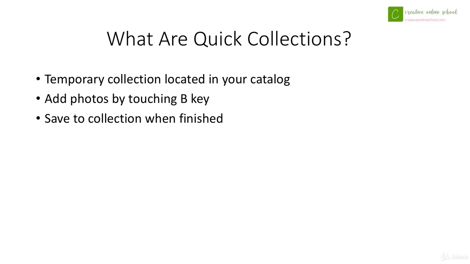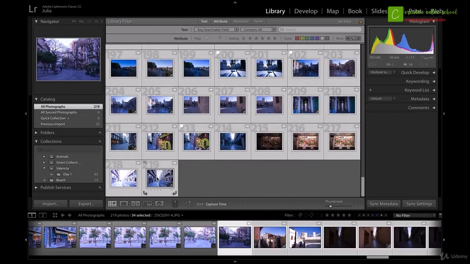You can add photos to it by pressing the B key while you navigate your library, unless, of course, you've already assigned your B key to a different group. When you're finished adding photos to your Quick Collection, you can turn it into a real collection and, in doing so, free up your Quick Collection for a new batch of images. I'm going to select the photos and then touch my B key.